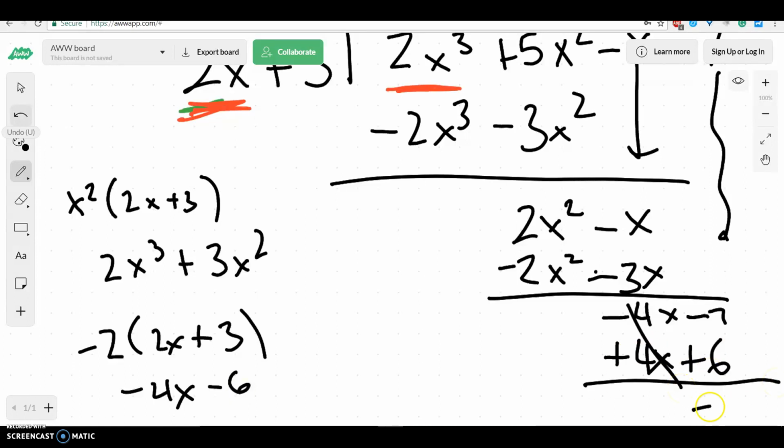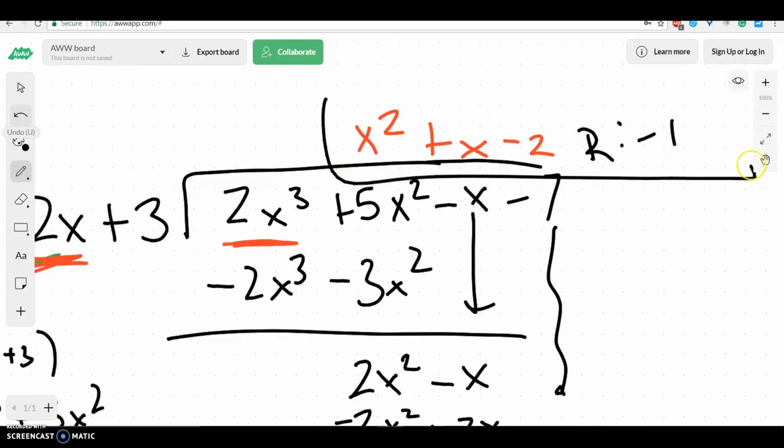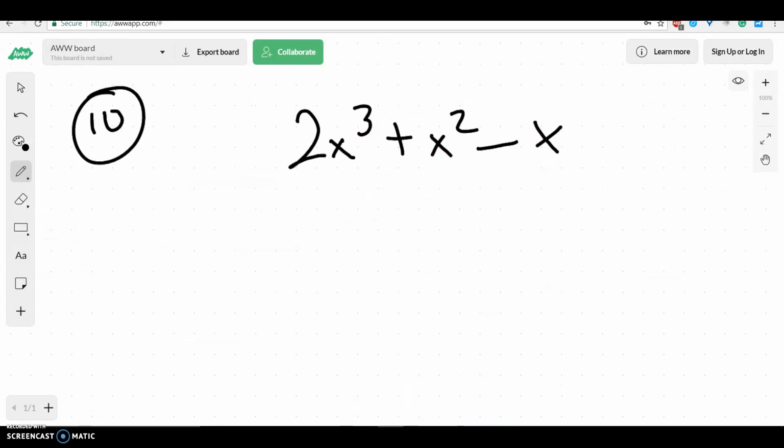That will cancel out, and I'll get a negative 1, which is my remainder. So we would have a remainder of negative 1, and that would be my answer. You could ask yourself, is this a factor? And the answer is no, it's not a factor because we have a remainder. Okay? So let's try the next one.